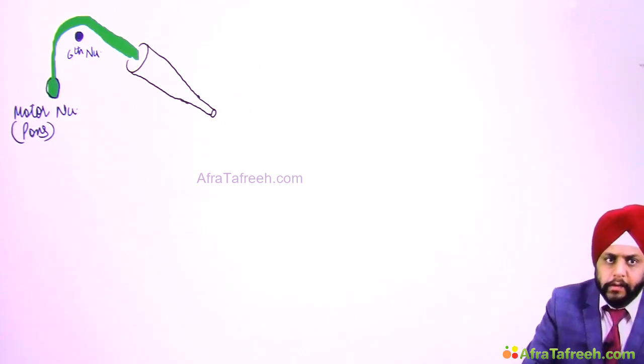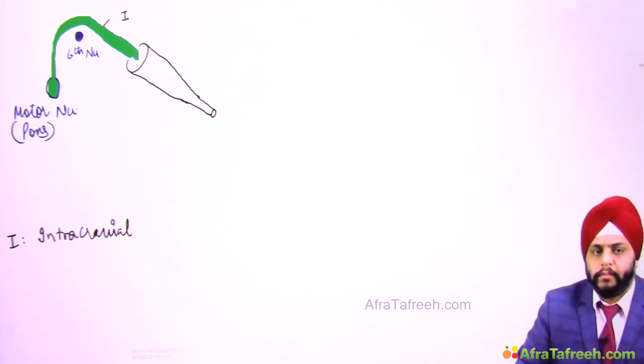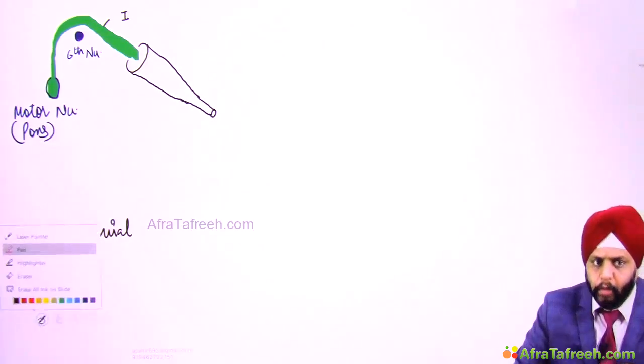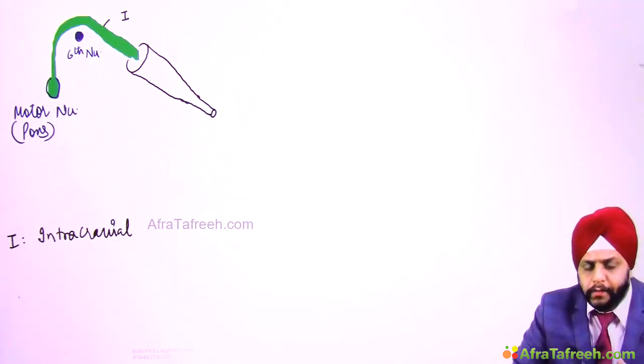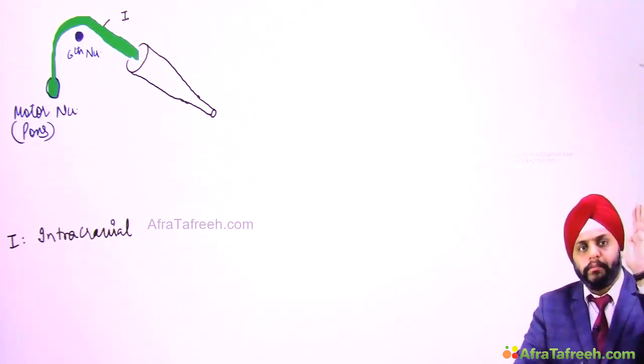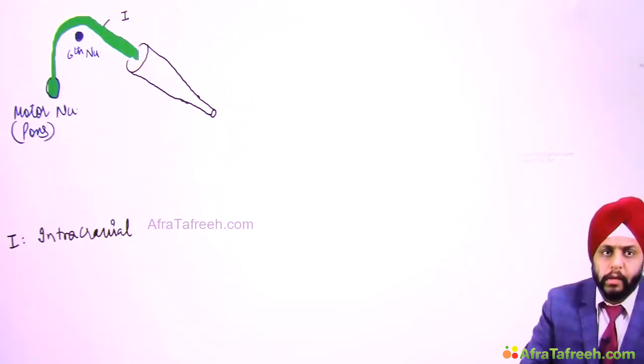Okay, so this is the first segment of the facial nerve. We call this first segment of facial nerve as intracranial segment. Okay, this is known as intracranial segment. Now, what we have learned in the intracranial segment, instead of coming down, the facial nerve first goes up in the brainstem. Okay, then it takes a turn around this sixth nerve nuclei.